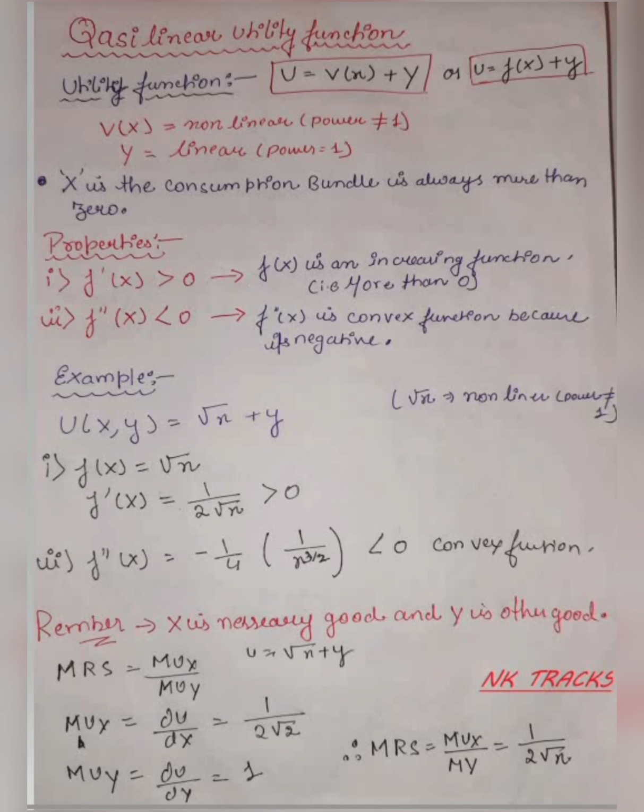Our fourth utility function is the quasi-linear utility function. The name itself suggests quasi-linear, which means half. In this utility function, it is half linear and half non-linear. One function is linear and the other is non-linear. Its utility function says that u is equal to v(x) plus y, or u is equal to f(x) plus y. In some books f can be written as v, w or other letters. The alphabet can change here, but the thing remains the same.